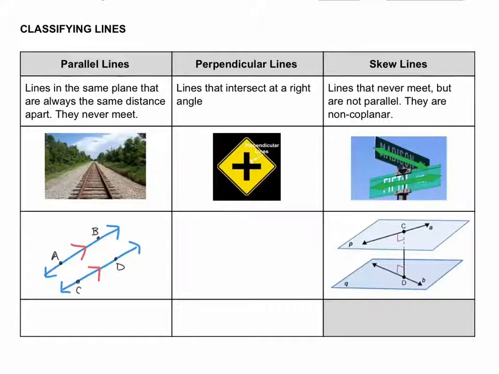And maybe I want to write about these lines being parallel. Well, I can write my line AB, remember, with the line with the arrows on top, and the line CD, and then to show that they're parallel, I use two diagonal lines. These two diagonal slashes mean that line AB is parallel to line CD.